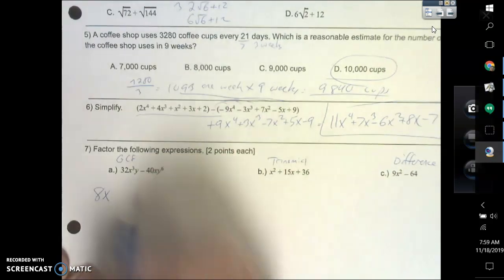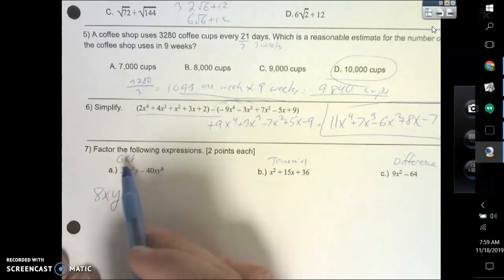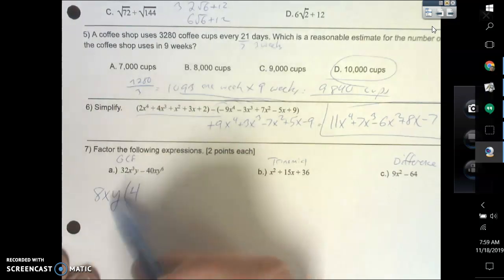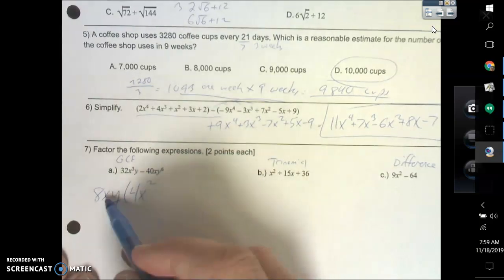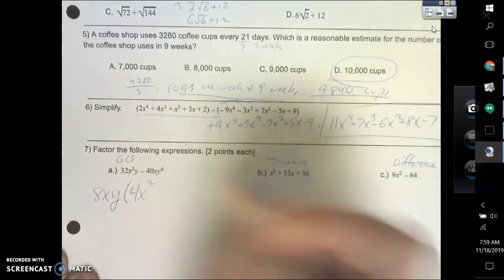Y, or y to the sixth. The lower is y. You are dividing each of these two terms by your GCF then. 32 divided by 8, 4, x to the third divided by x, x squared. So you had 3, take away 1. You had 1y, take away 1y, goes away.